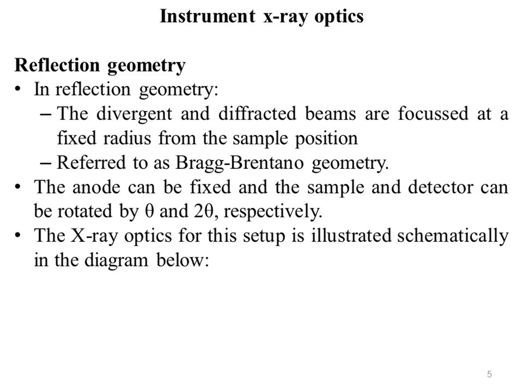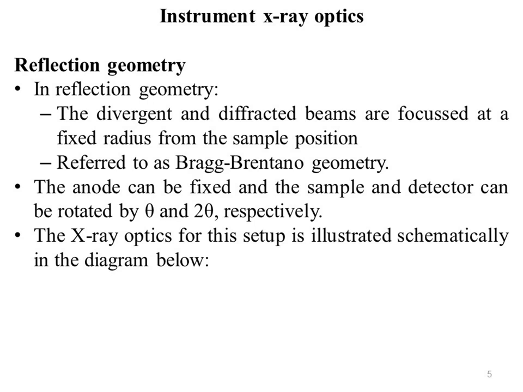With the simplest form of this setup, the anode can be fixed and the sample and detector can be rotated by theta and 2 theta respectively. A common alternative is to fix the sample, usually in the horizontal position, and to move both the source and the detector by minus theta and theta respectively. The X-ray optics for this setup is illustrated schematically in the diagram below.